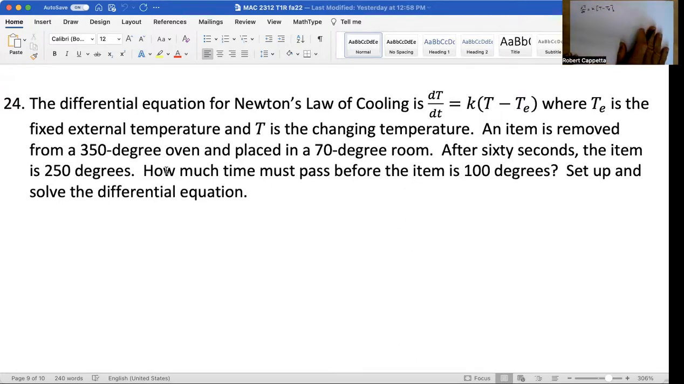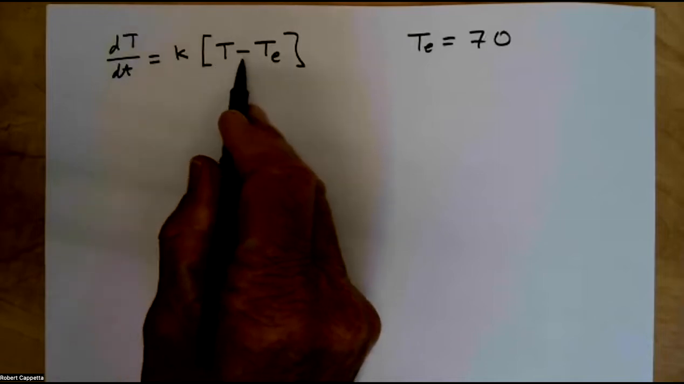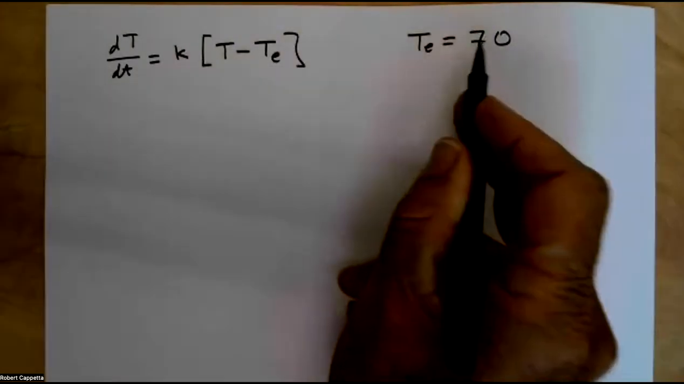Now it tells me an item is removed from a 350-degree oven and placed in a 70-degree room. T_E, the external temperature, is 70 degrees. Let's go ahead and write that down. That's our first fact. So again, here's our formula: dT is k times T minus T sub E. T sub E, the external temperature, the ambient temperature, is 70 degrees.